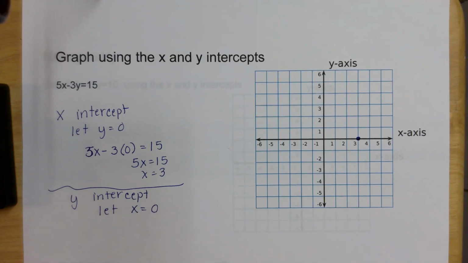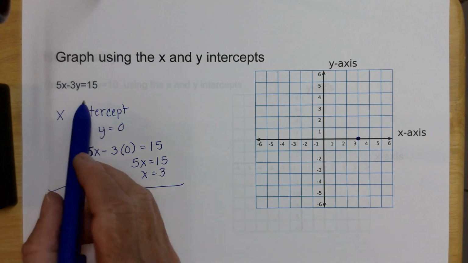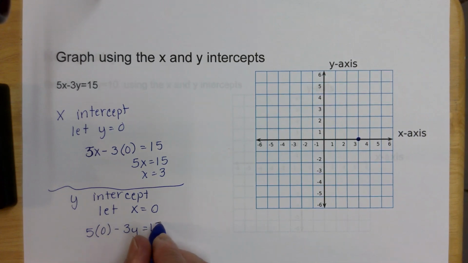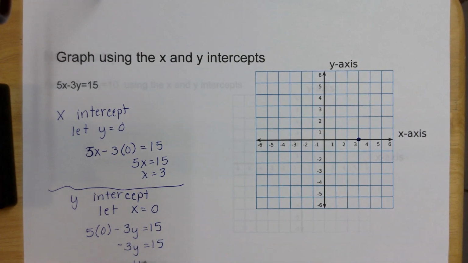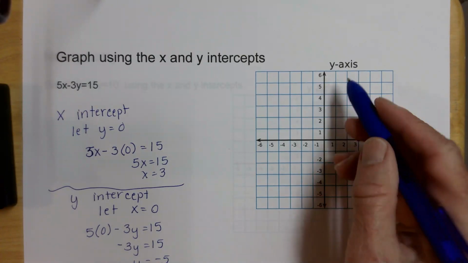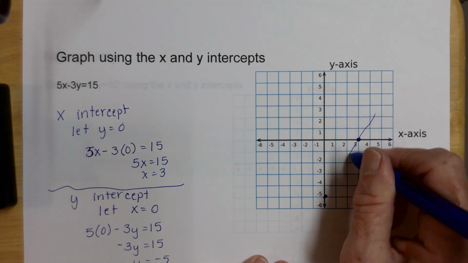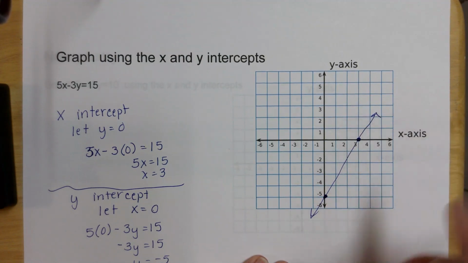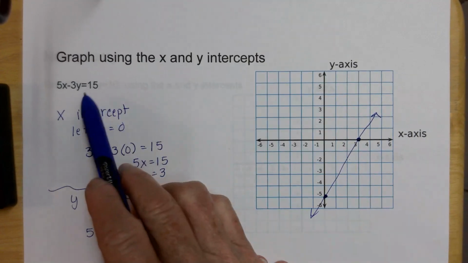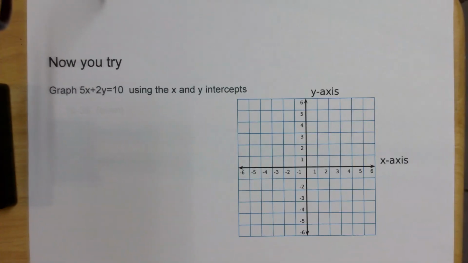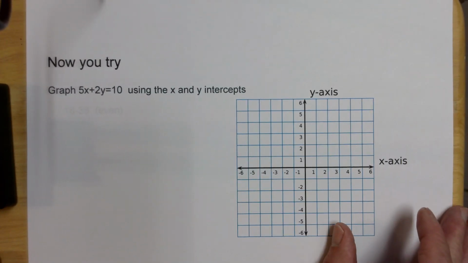You did this last year, hopefully. So now I plug in the x value of 0. So I have 5 times 0 minus 3y equals 15. So I have negative 3y equals 15. And when I divide, I get y is equal to negative 5. So there's my y-intercept. As long as I have 2 points, I can draw my line. So that is the line that is represented by that equation, solving using the x and the y-intercepts. Okay, now you try one, pause the video, and then come back to it.